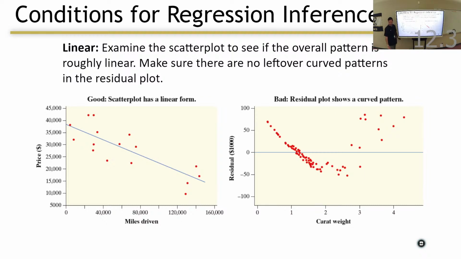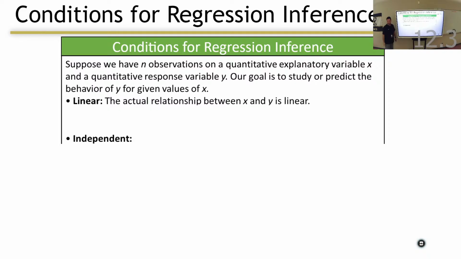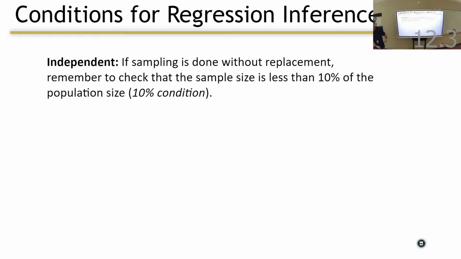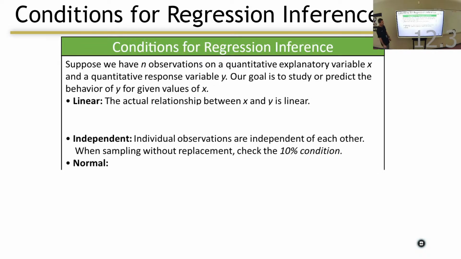We want it to look linear, okay? We want it to be independent. This is the 10% rule. We want our sample to be less than 10% of the population. That's what independence is. 10% checks my independence. Each sample is independent of the previous one if it's less than 10% of the population, because even if it's dependent, it's so small it might as well be independent. So that's the second one, okay?